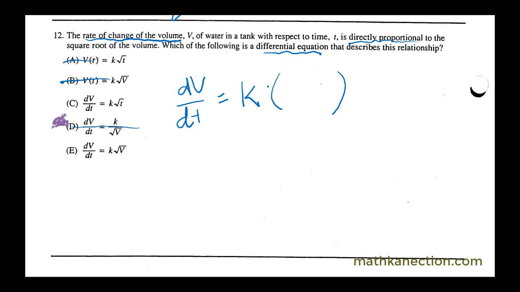Okay, so that's going to get rid of letter D. And then it says the square root of volume. So we're going to go ahead and use square root of V for volume. They told us V was going to be volume. And so then it's letter E.